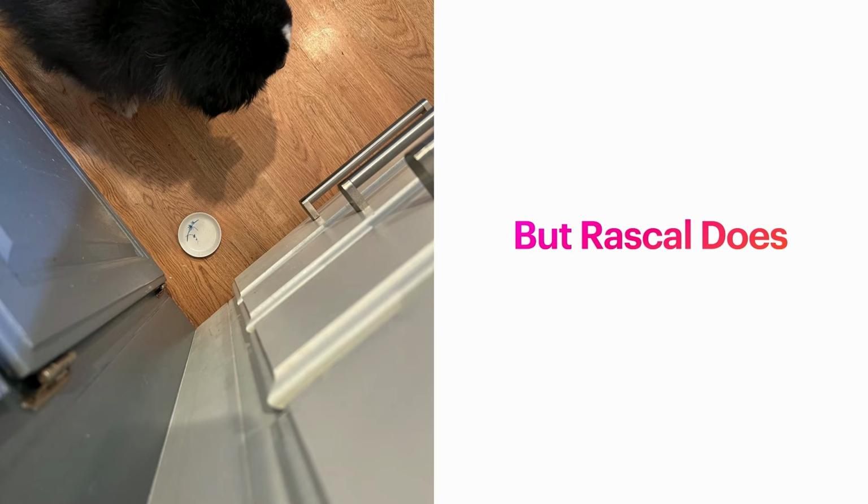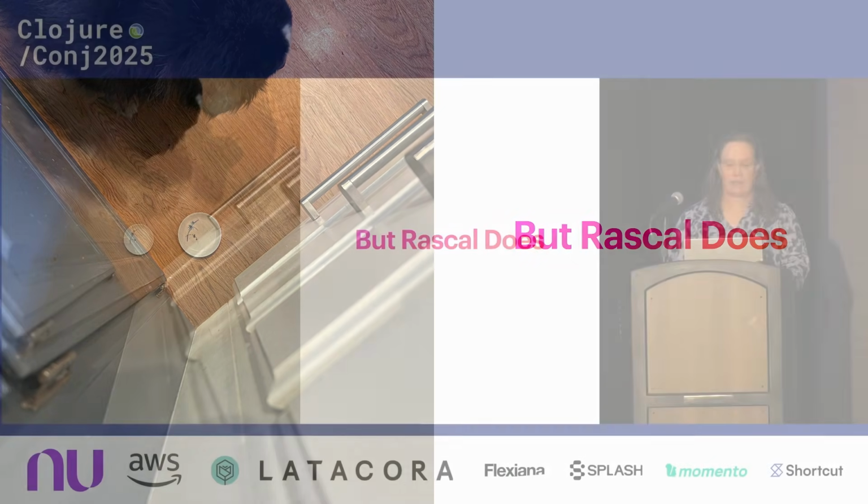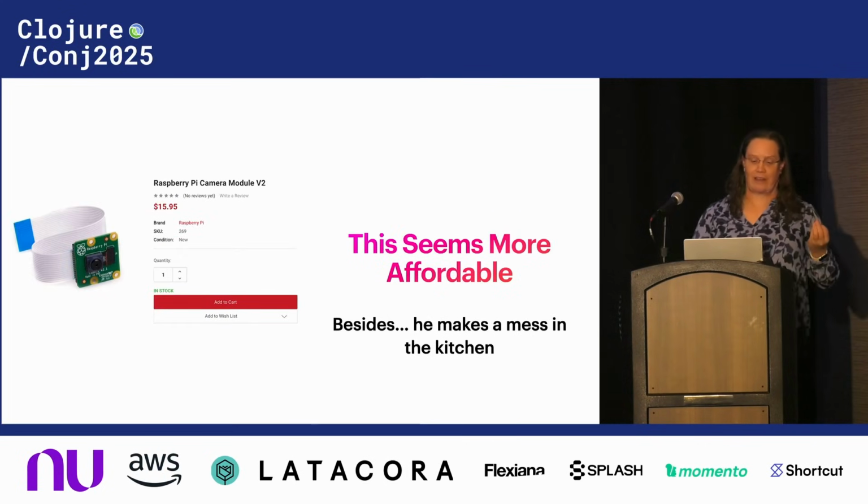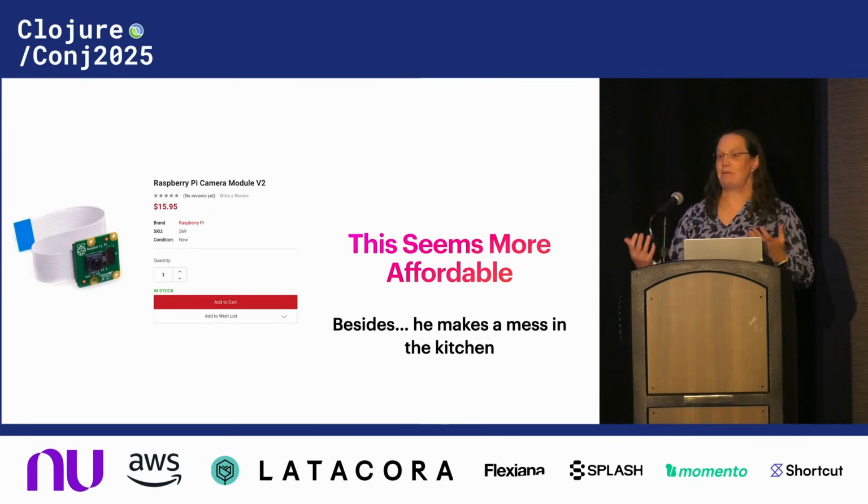Now, there are options for trying to make sure that Ziggy only gets his food and Rascal doesn't get any of it. I could get an RFID smart feeder for $150. But floating around the house, I've got a couple of Raspberry Pis, and it turns out that you can get a camera for just over $15. Well, with the camera, what can I do there?